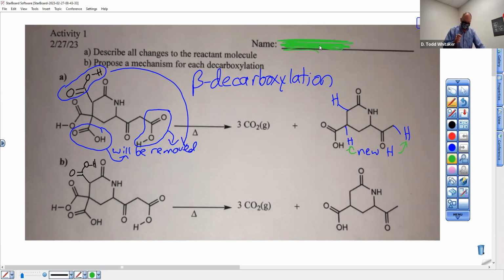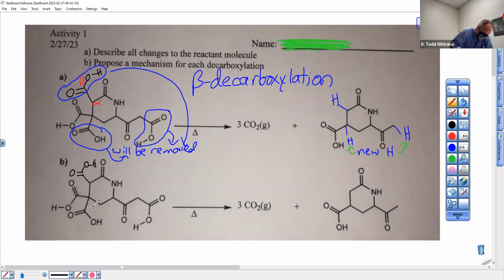I'm going to start with the carbonyl that's closest, and you're going to remind me what alpha means. Here's a carbonyl. Where's alpha? Right next to it on the left? Yeah. So that's alpha, which means the carbon one more away is beta, which means it's a candidate for beta decarboxylation. Nice.